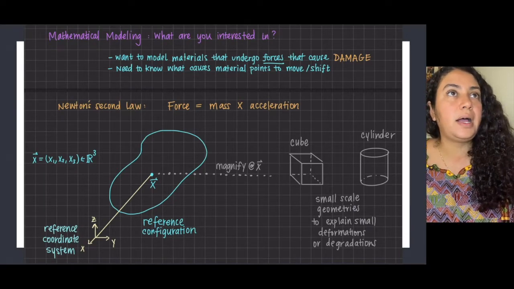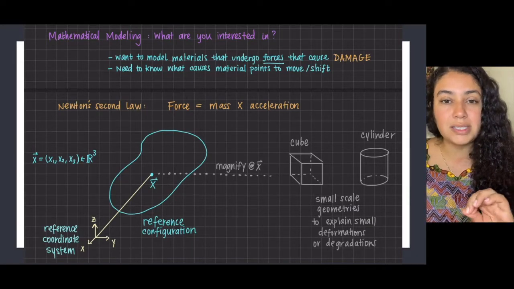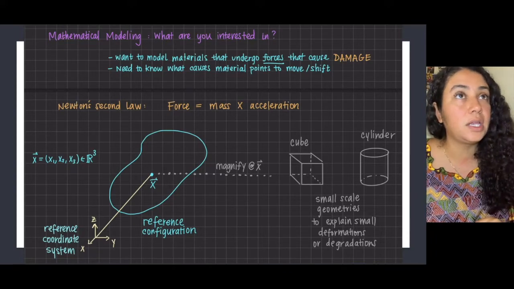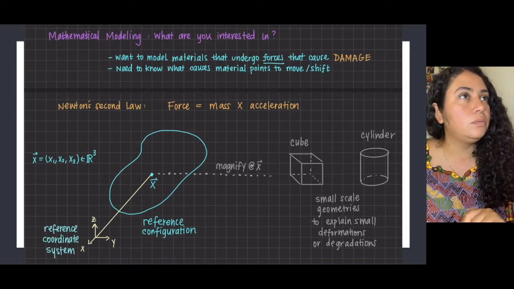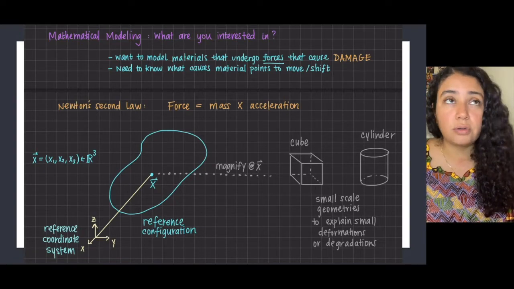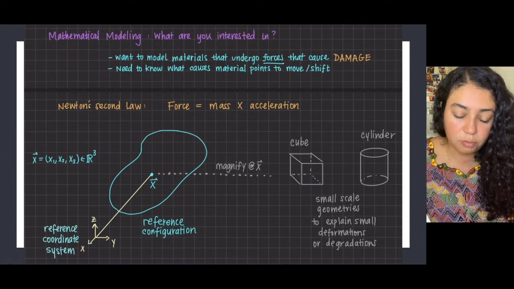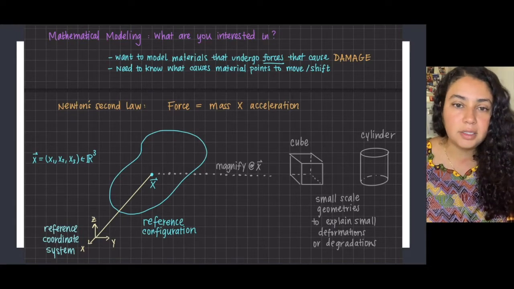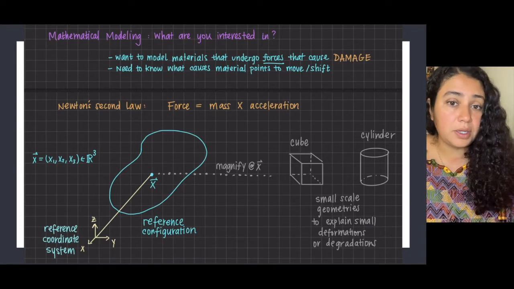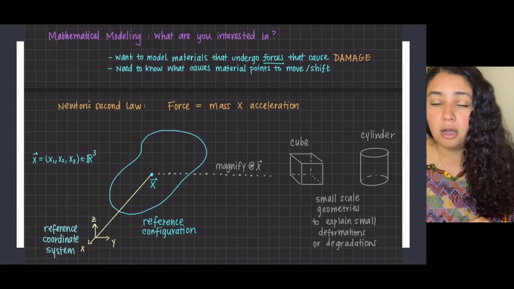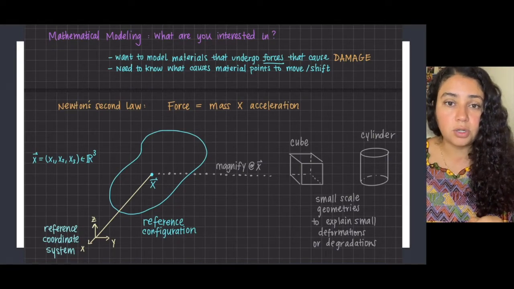Some of the motivations behind what I'm going to be considering here is that I want to model materials that undergo forces that cause damage. We'll start thinking about why I have to move away from the classical framework when I'm interested in damage. And we need to know what causes material points to move or shift in the situations where my reference configuration is made up of a bunch of material points. And eventually I want to understand what causes them to move away in such a way that describes damage to that material. A material could be a ceramic, a plastic, a fabric, or a metal.